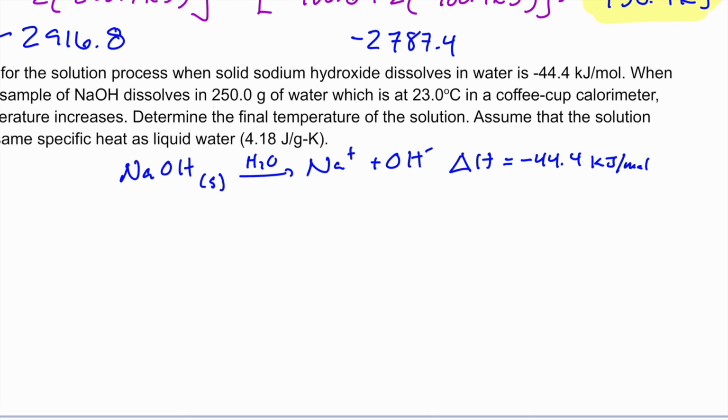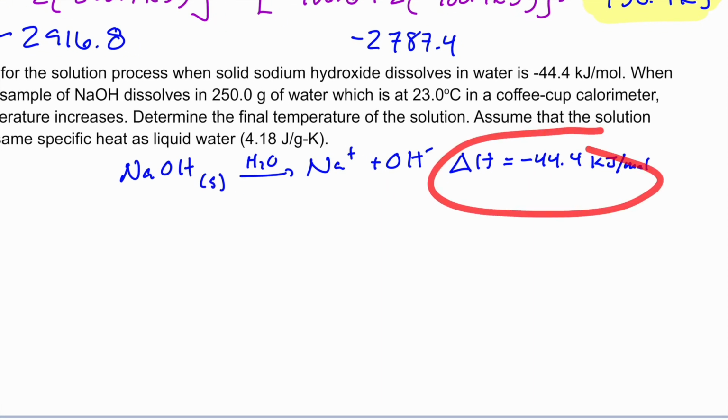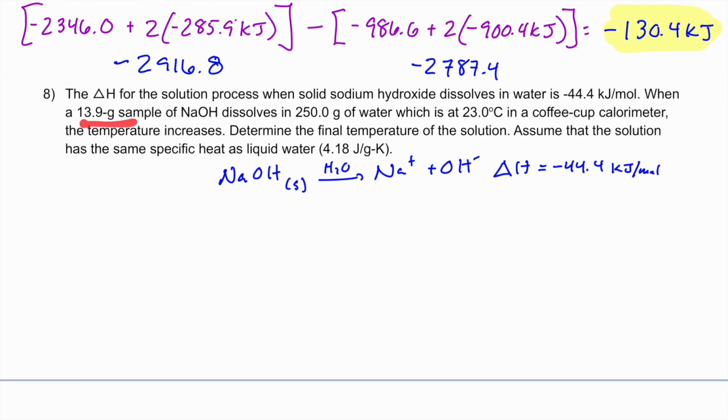Okay, so what's the point of that? Well, this illustrates this equation right here. But I was told specific amounts. This is per mole. This is a specific amount.